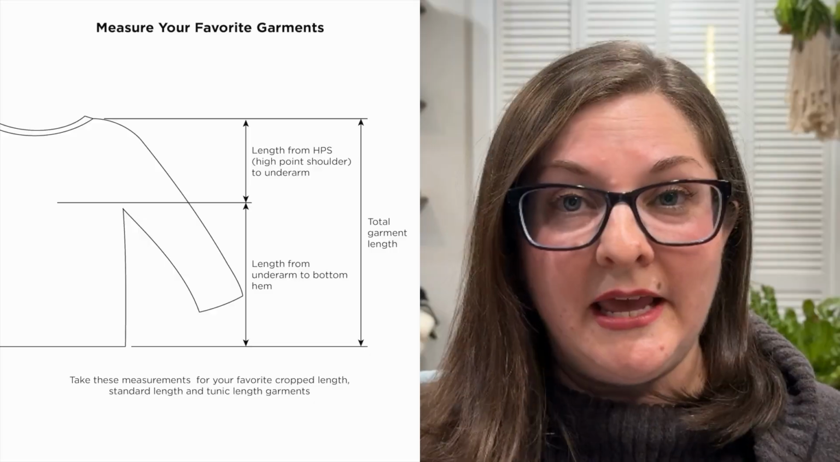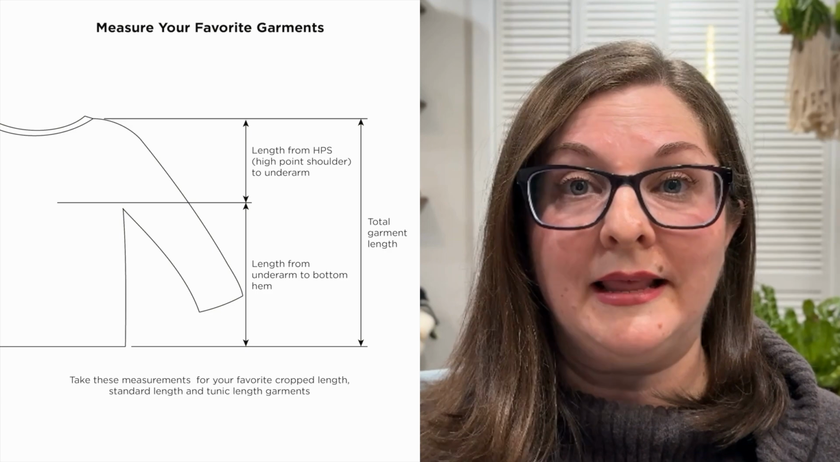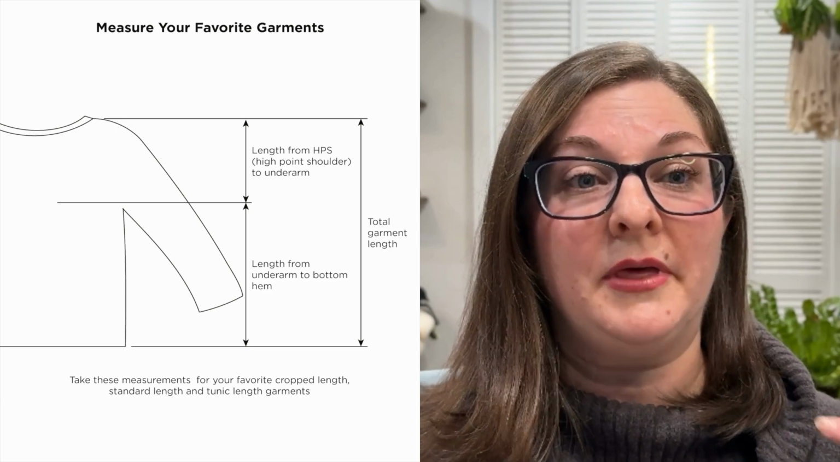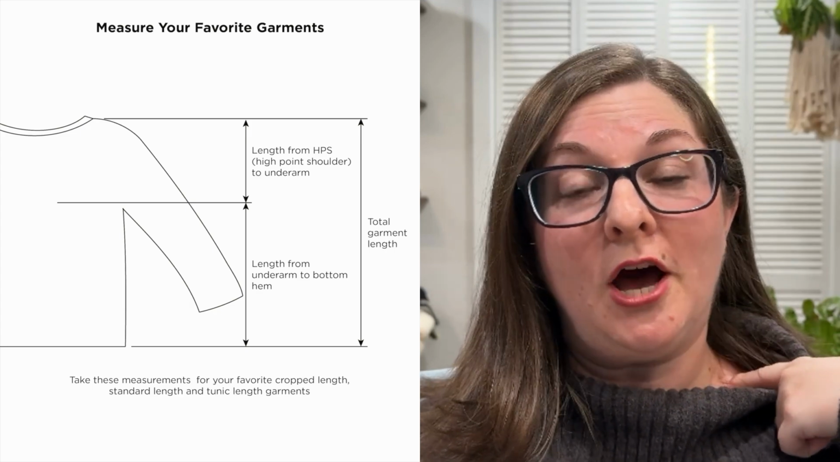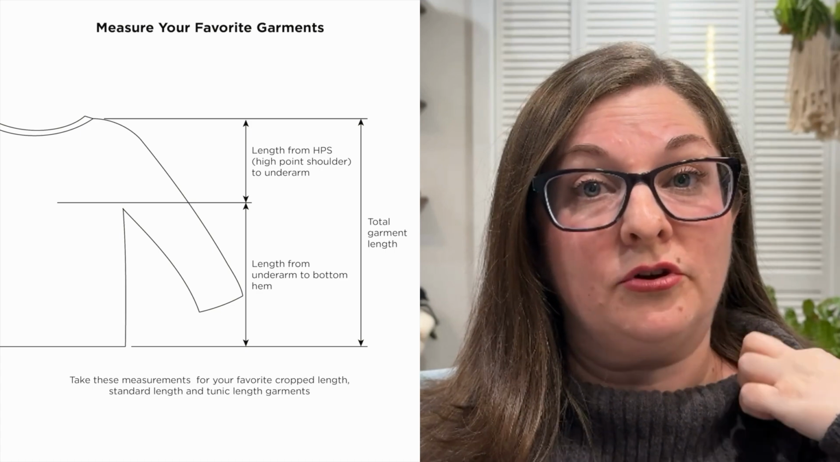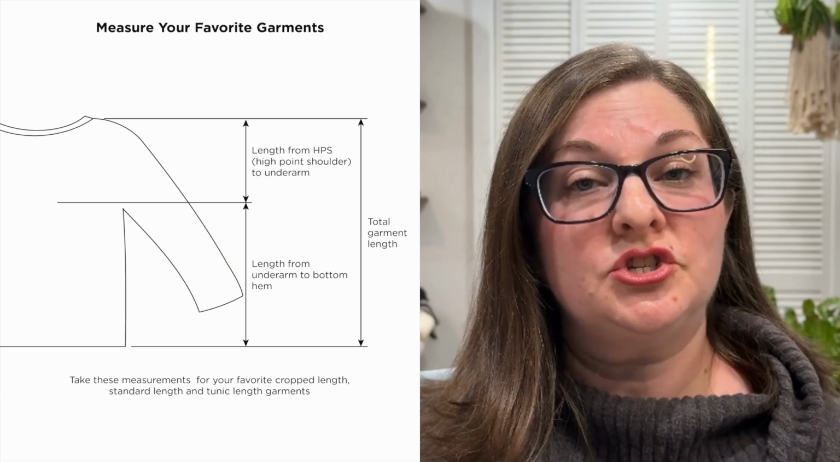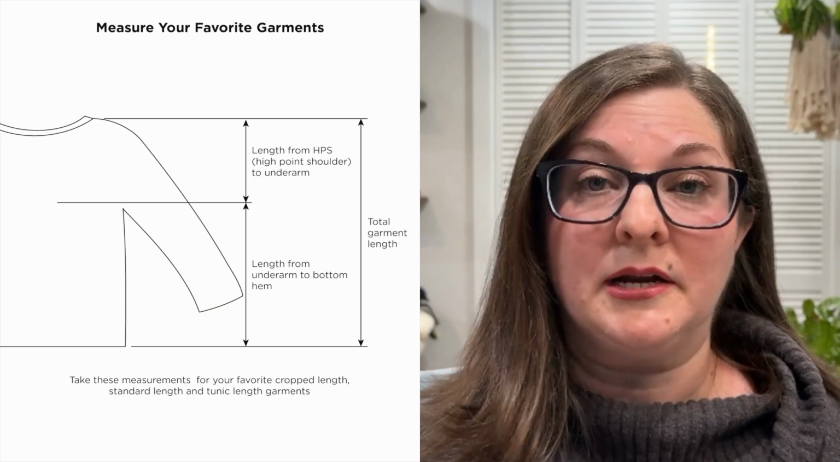More often than not, we will have a garment or hopefully multiple garments in our wardrobe already that we really love. Maybe you've got a crop top that just hits you in exactly the right spot for where you feel comfortable. Maybe you are someone who loves tunics and you've got a favorite tunic. Take those garments out of your wardrobe, lay them flat, and measure the garment from the high point shoulder. Now, on your shirt, it's not going to be here, obviously, but it's generally where that top seam meets the bottom of the collar. And measure it straight down the back of the garment to the bottom of the hem.